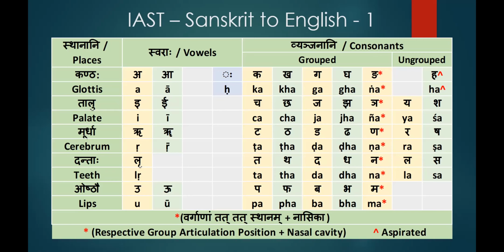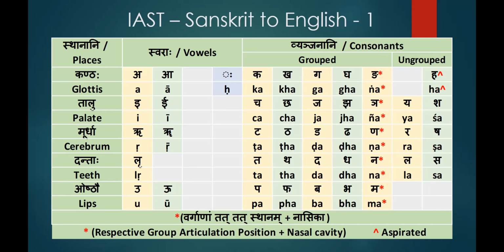The third series is ṭa, ṭha, ḍa, ḍha, ṇa. These sounds are produced at the cerebrum point. It is also called retroflex because for this you have to flex your tongue backwards. You can all try here. Ṭa, ḍa, ṇa. You will notice that the tongue is folded backwards and touches the topmost part of the mouth, the cerebrum. So this is something that you can keep in mind.